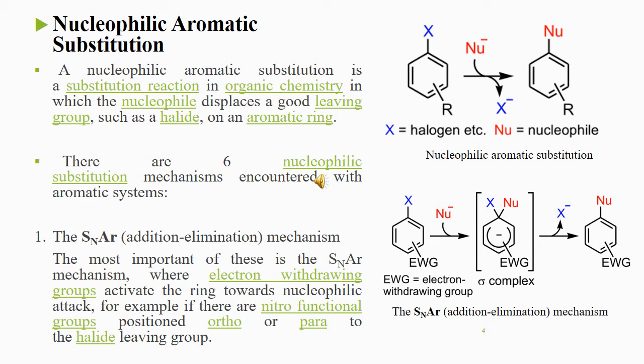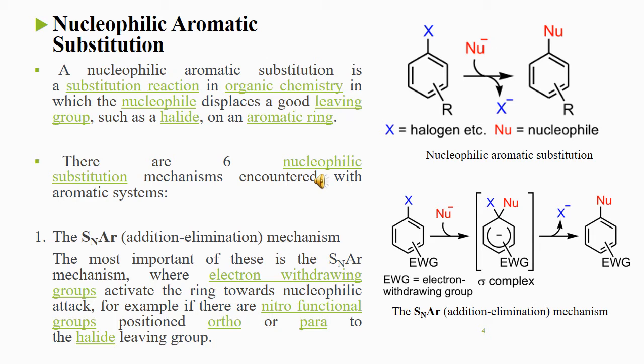Nucleophilic aromatic substitution. What is nucleophilic aromatic substitution? Students, a nucleophilic aromatic substitution is a substitution reaction in organic chemistry in which the nucleophile displaces a good leaving group such as a halide on aromatic ring. Two conditions: first, the nucleophile should come and displace the leaving group, but what kind of leaving group? A good leaving group.